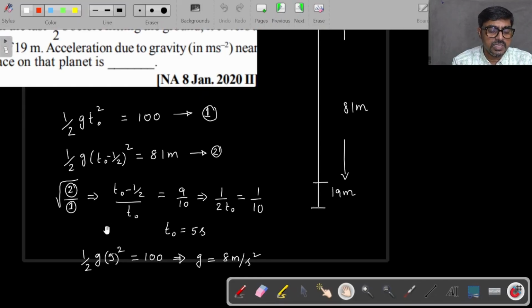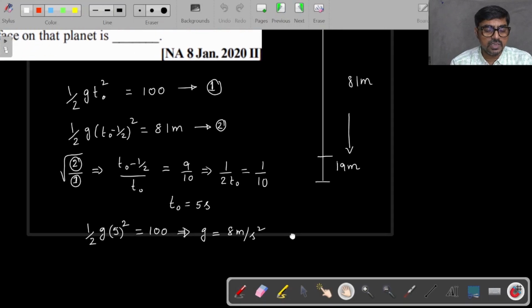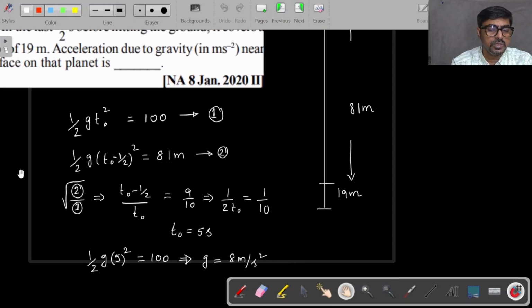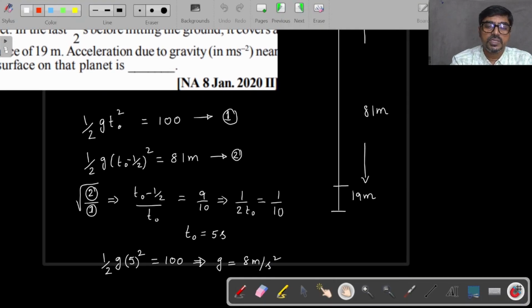Otherwise you can just divide it: 1 minus 1 by 2 t naught equal to 9 by 10, or 1 by 2 t naught is 1 by 10. From there you will get t naught equal to 5 seconds. Once you get the t naught value of 5 seconds, you can substitute in equation 1 to get g. That's coming out to be 8 meter per second square, meaning it is not Earth, some Mars or something like that probably. Okay, I hope you understood the question.